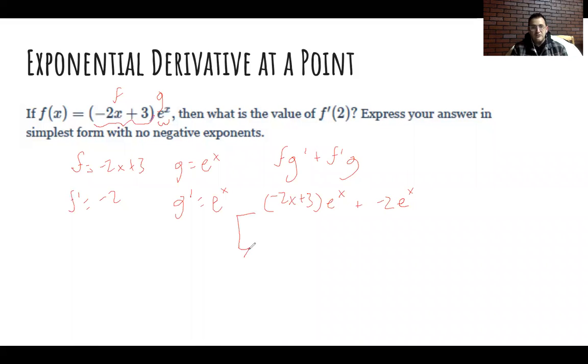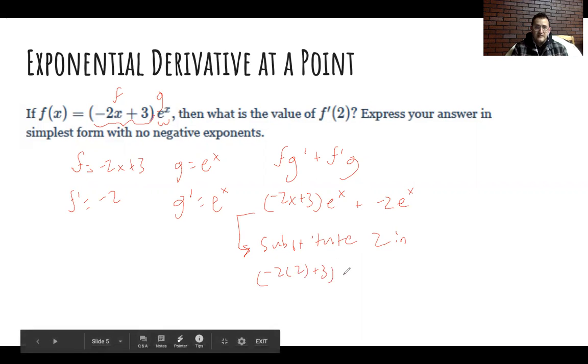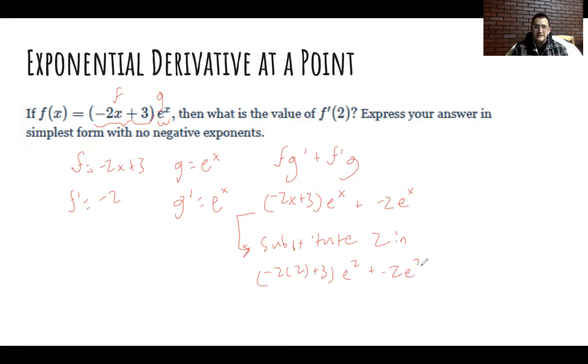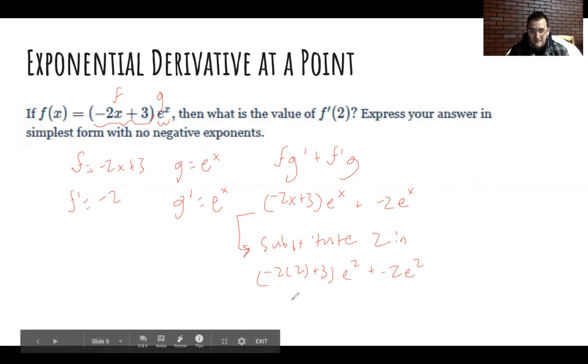And we want to substitute 2 in. So I'm going to do -2 times 2 plus 3 times e to the 2 plus -2 e to the 2. Now a plus and a minus just become minus. Here I got -4 plus 3, so that's -1 e squared minus 2 e squared. So that's going to get me a -3 e squared.